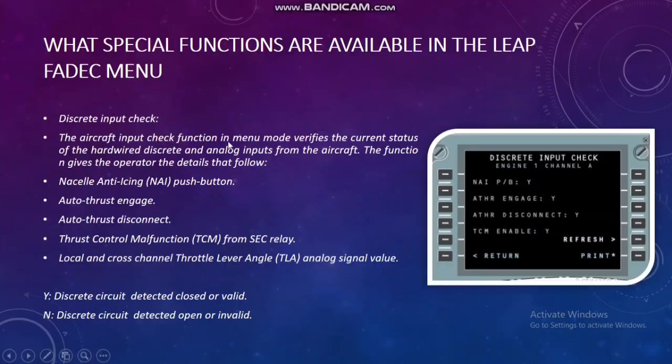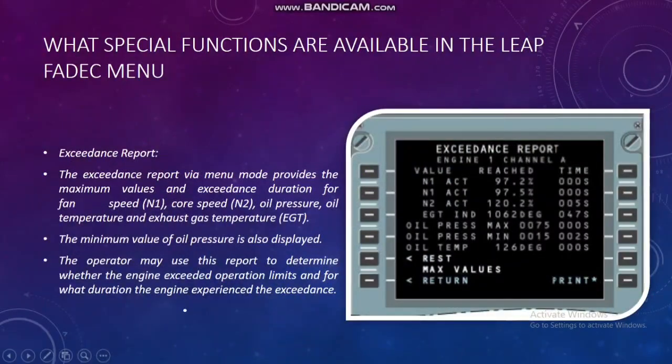The aircraft input check function in menu mode verifies the current status of the hardware, discrete and analog inputs from the aircraft. The function gives the operator the details of the following: nacelle anti-ice push button function, auto thrust engaged or not, auto thrust disconnection, thrust malfunction from spec relay, and local cross channel throttle lever angle signal value also you will get through this. So this is the discrete input function from the special functions in the LEAP engine.